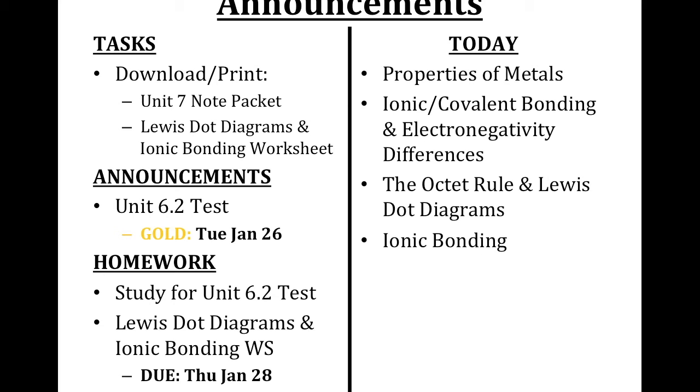So this is a continuation of our lesson on January 22nd. We have already done a video talking about the properties of metals and metallic bonds, and we have also talked about the electronegativity differences for ionic and covalent bonds. So this video is going to talk about the octet rule, Lewis dot diagrams, and an introduction into ionic bonding.